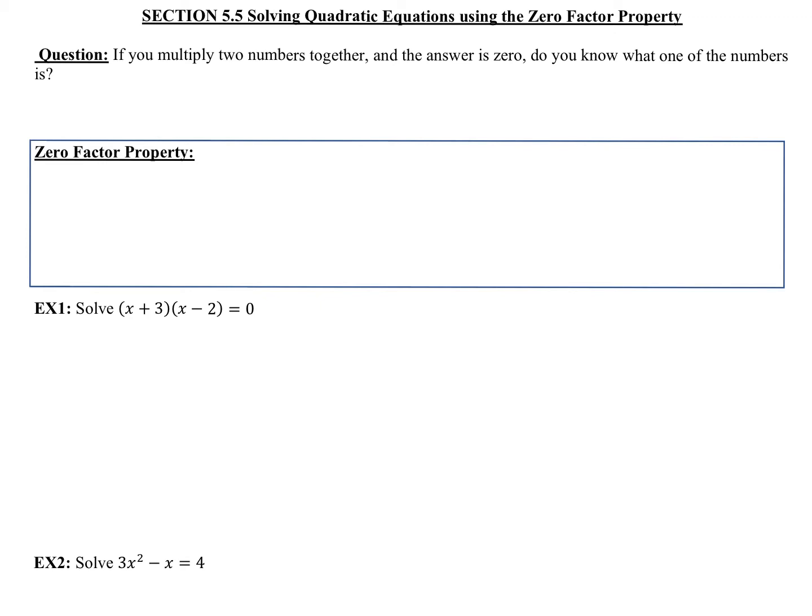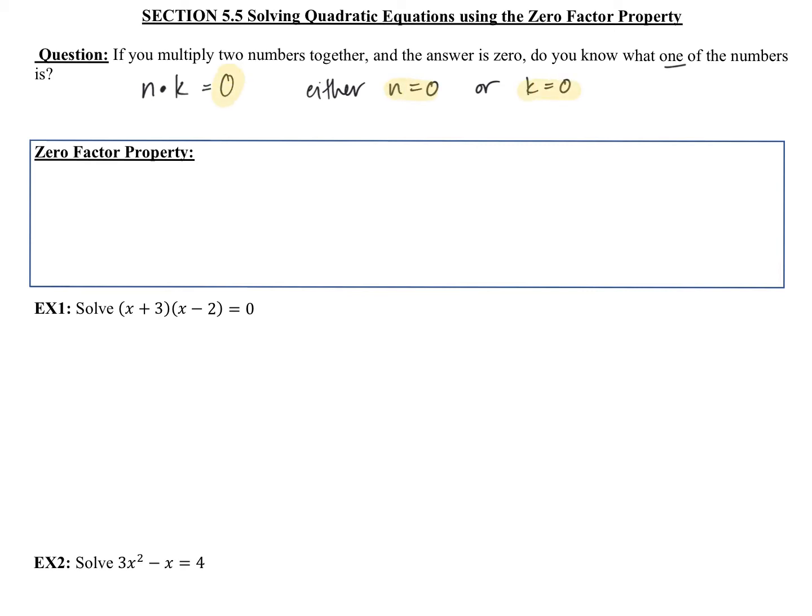Alright, so before we start, I have a question. If you multiply two numbers together and the answer is 0, do you know what one of the numbers is? Let's think about that. You have a number, n, and you're multiplying it by another number, k, and the answer is 0. Well, in order to get 0, either n must equal 0 or k must equal 0, right? In order to get an answer of 0, one of the two numbers must equal 0.